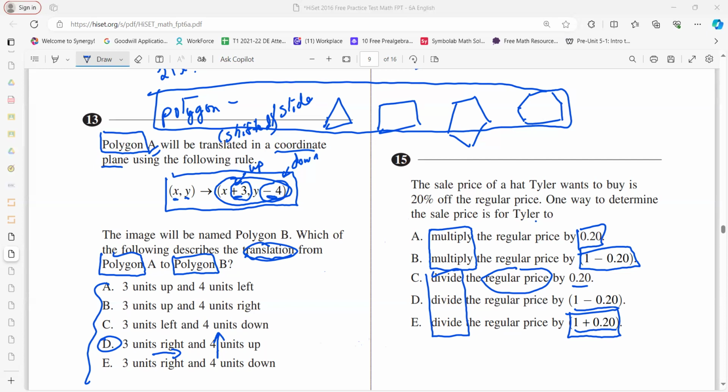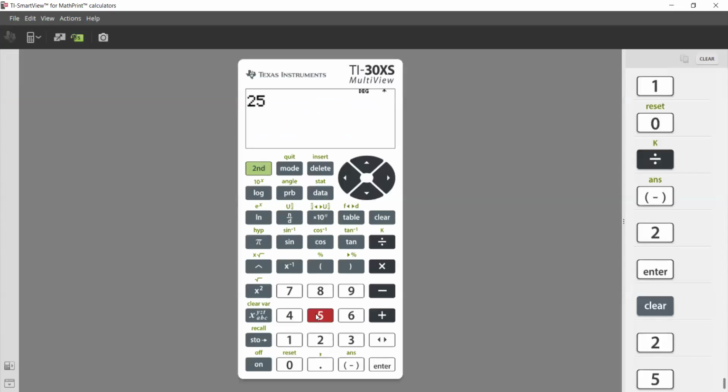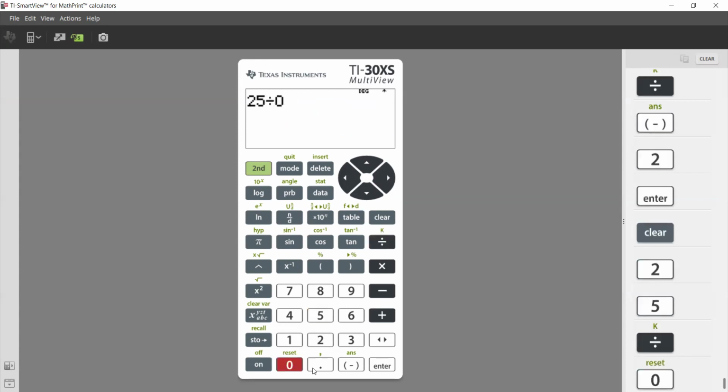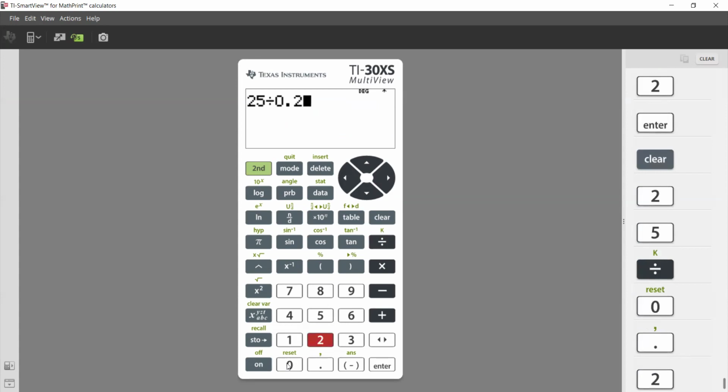So we'll take a $25 hat. Now let's divide that by 0.20. We get 125. So the regular price was 25, we have a 20% off sale, and now we're going to pay 125. Does that sound about right?